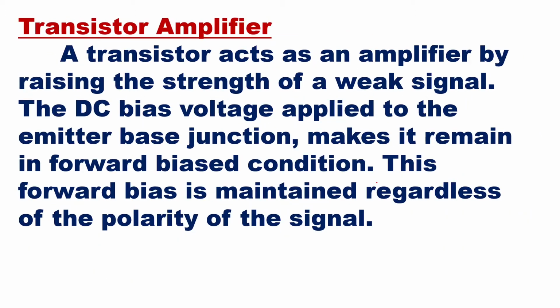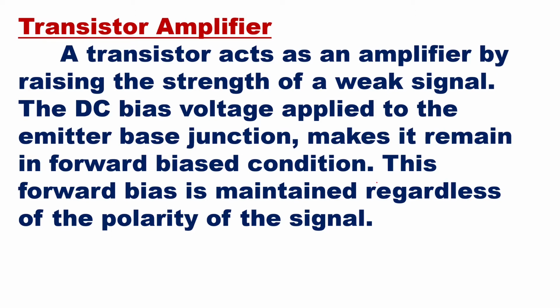Then we'll go to the second application, where we want to show a transistor as an amplifier. A transistor acts as an amplifier by raising the strength of a weak signal. So whenever a circuit raises the strength of a weak signal and makes it strong, it is called an amplifier. The DC bias voltage applied to the emitter base junction makes it remain in forward bias condition. This forward bias is maintained regardless of the polarity of the signal.